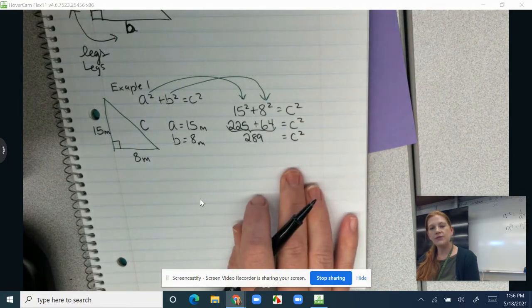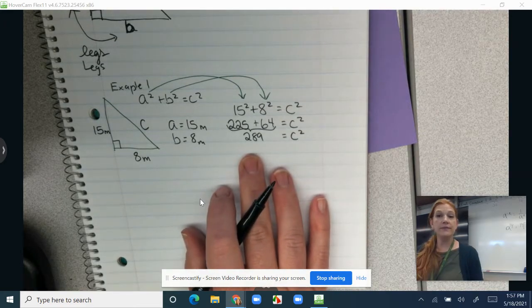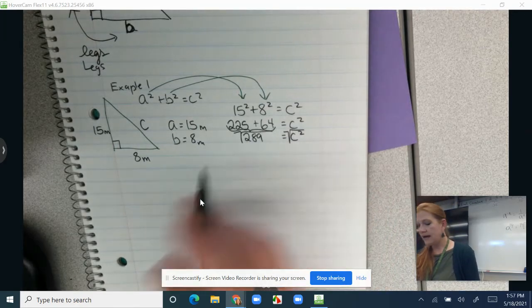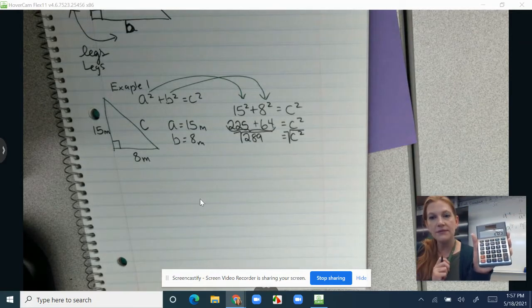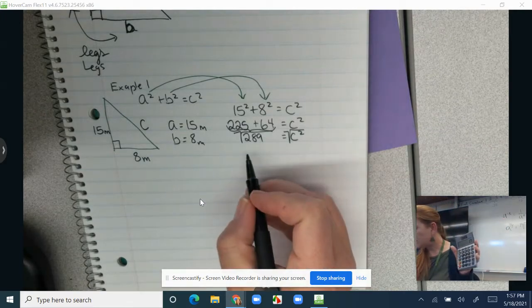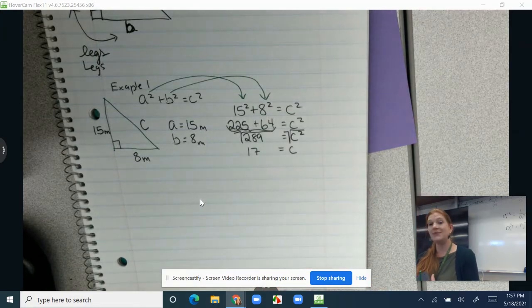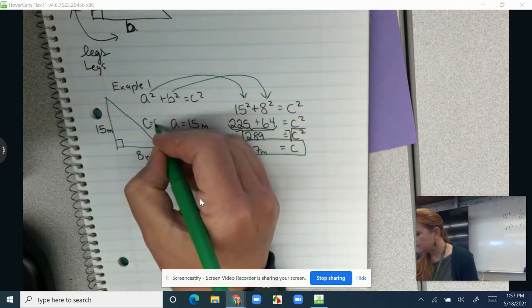So now you're in that weird situation that we've talked about before, where we have something squared equals a number. And to undo something squared, we have to take the square root of both sides. I'm going to use my square root button, which is right here. It might be in a different spot on your calculator. And I get 17. The square root of 289 is 17, which means in this case, C is also 17. So now I know that my C value is 17, and we're going to call those meters.